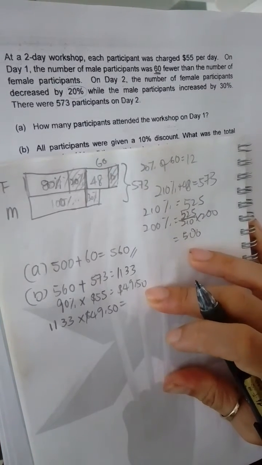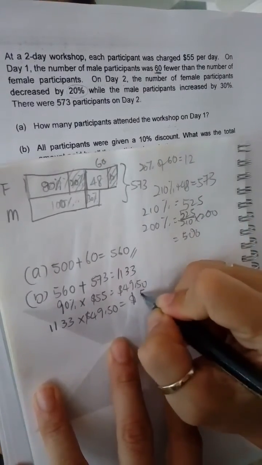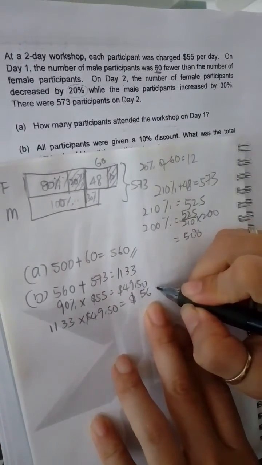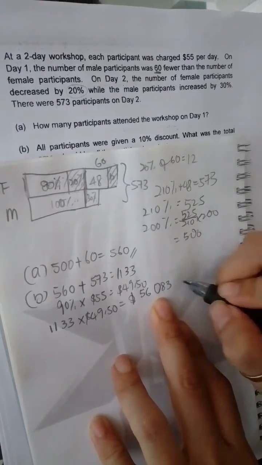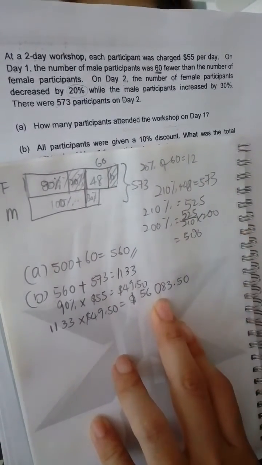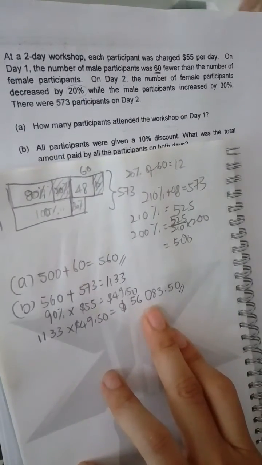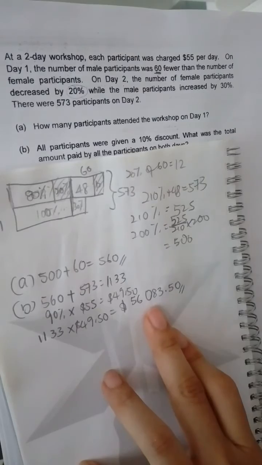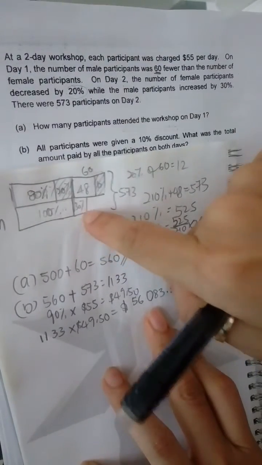So I have to pay 56... ooh, that's a lot of money. $56,000. 56,083 and 50 cents. This is the answer. You've got to do it step by step. If you have a mistake in between, you will have a carry forward error. That's the reason why I draw the model to help me to see.